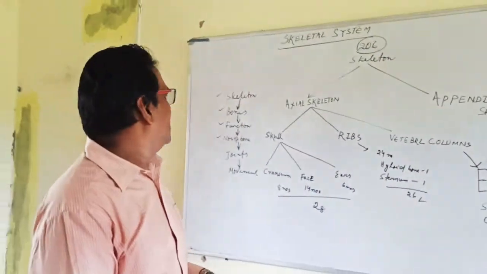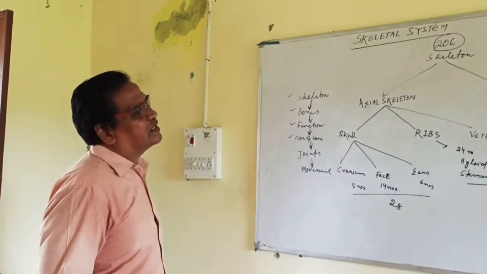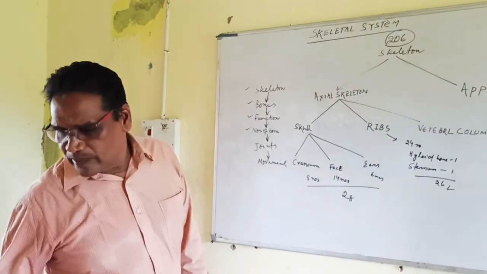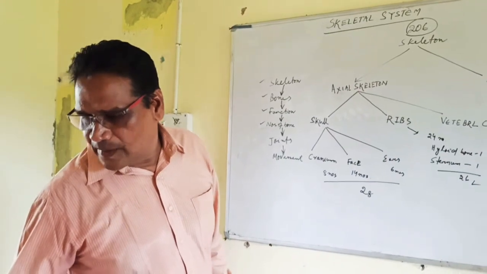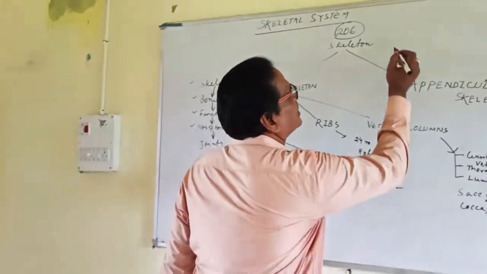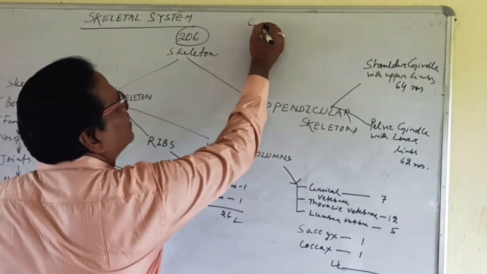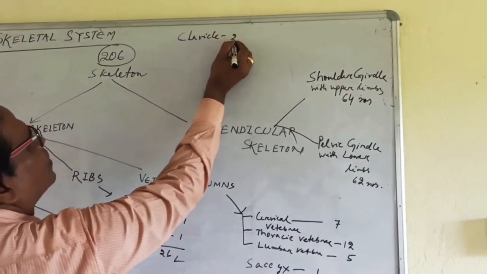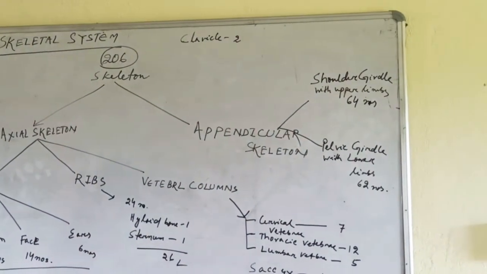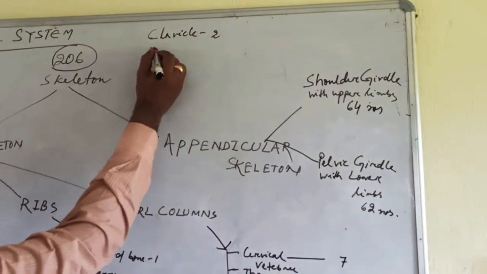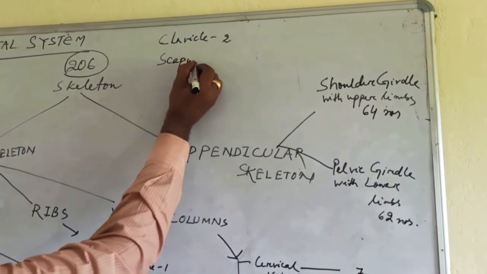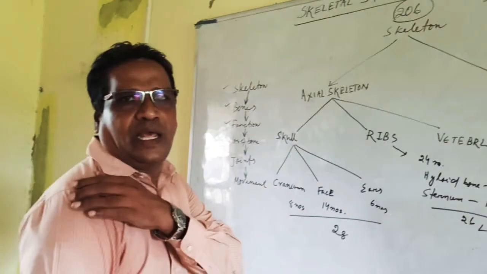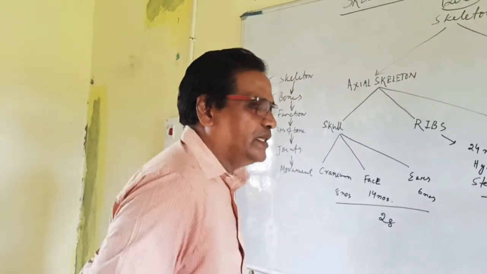So let's discuss the bones of the shoulder girdle with upper limbs. First is your clavicle, 2. Next is your scapula, 2. So this is clavicle, and this is your scapula.